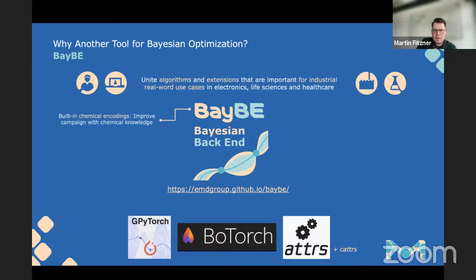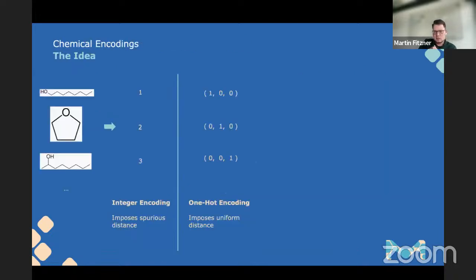So the first thing is what I call chemical encoding. Chemical encoding is a really simple idea. Here we are in the real world, so our optimizations are not analytical functions. They are substance or chemical reactions, mixture optimizations, where some of your categories correspond to molecules or substances. And you need to encode that, so the mathematical model can use it.